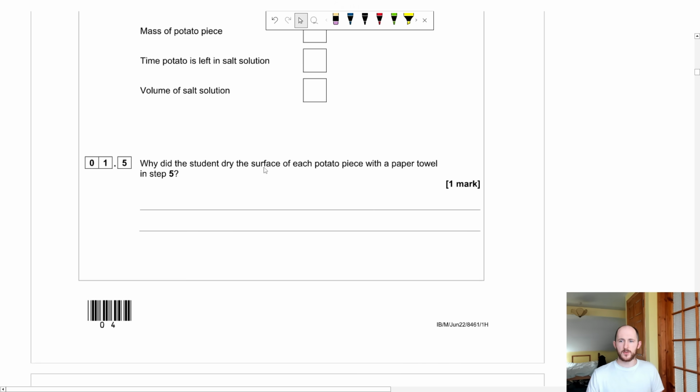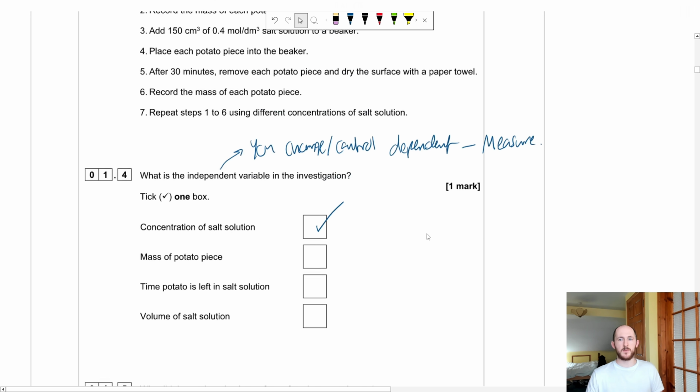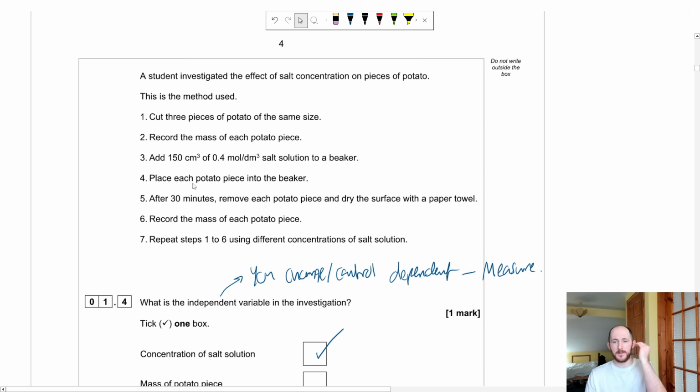1.5: Why did the student dry the surface of each potato piece with a paper towel in step 5? So we need to really think carefully here. In step 5, after 30 minutes they remove the potato piece and dry it. What are they doing afterwards? They're recording the mass. I'm hoping you've done this experiment yourself, but when you cut these potato pieces off, they're very small. In fact, they only probably weigh between 10 and 30 grams, depending on how big you cut them. That's a very small number.